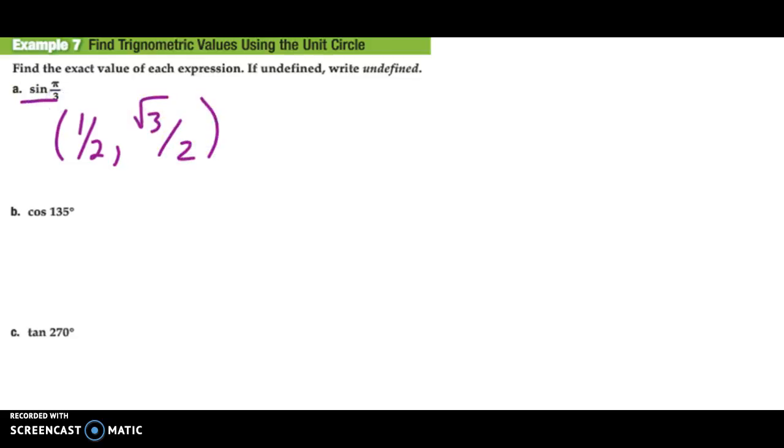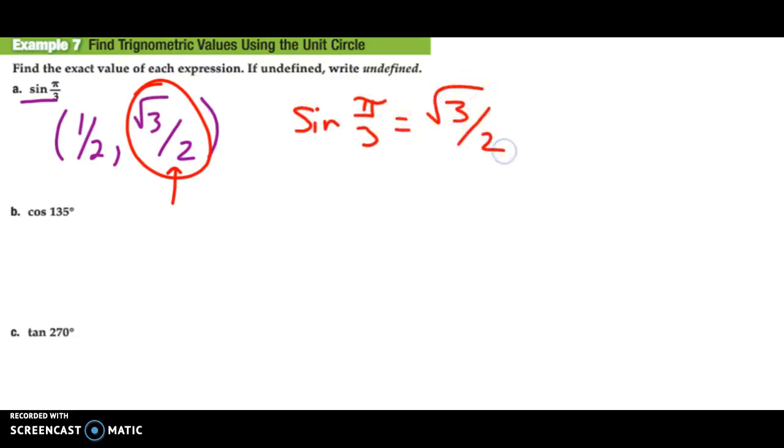And like I said before, the way that I always think of it is sine and cosine. Cosine starts with C, sine starts with S. Cosine, C comes first in the alphabet over S. So we look at the second point, and so my y is going to be my sine of pi over 3. So sine of pi over 3 is going to be equal to the square root of 3 over 2.